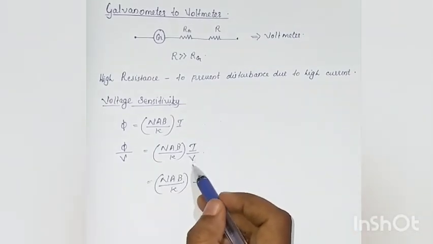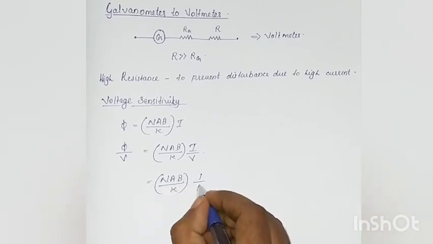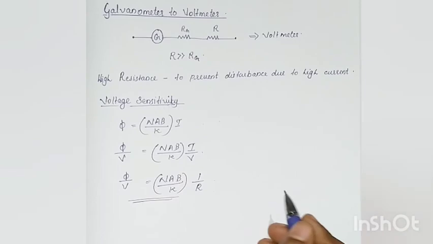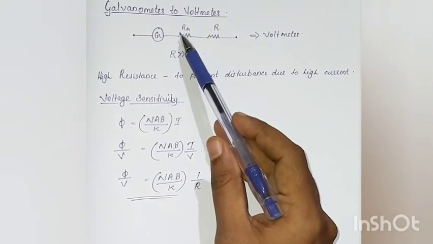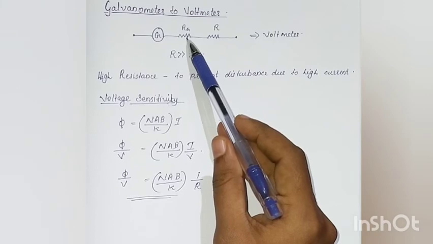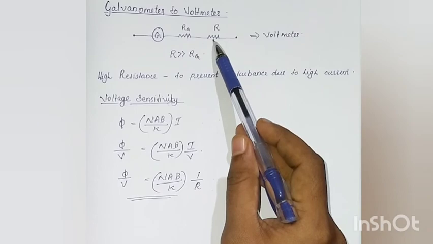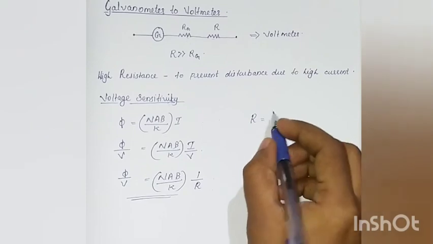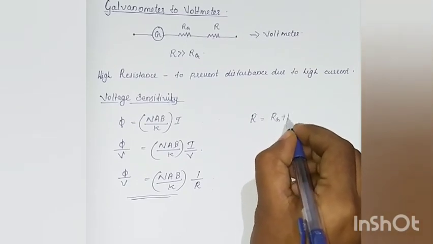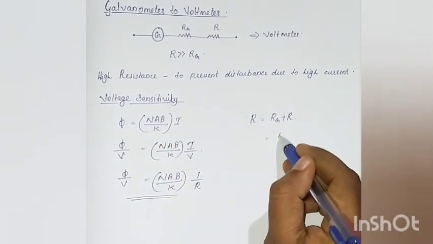We know that here I by V is 1 by R. So the expression becomes NAB by K into 1 by R. So this is the expression for the voltage sensitivity of our converted voltmeter. Here, if you can see, the galvanometer resistance Rg is there, and our new R that we have introduced is connected in series with this galvanometer resistance. Two resistances are in series, so the total resistance becomes Rg plus R, and we know that R is very much greater than Rg, which makes this R itself.